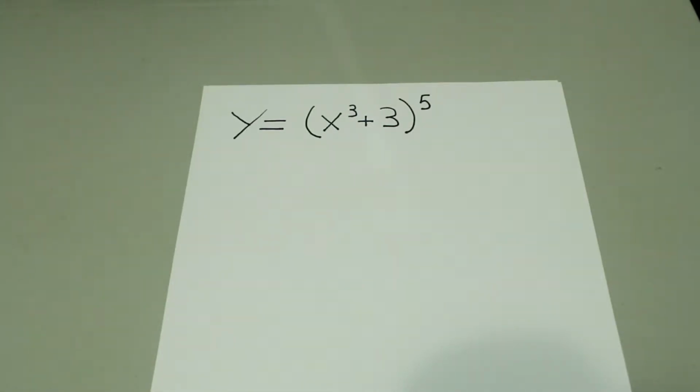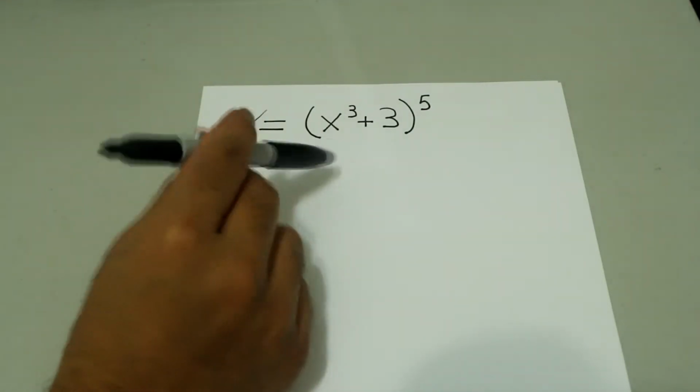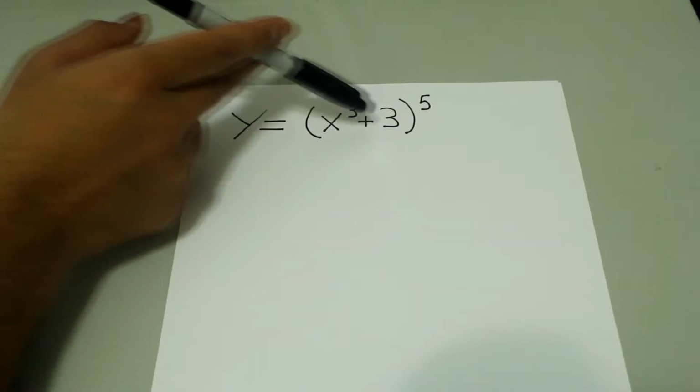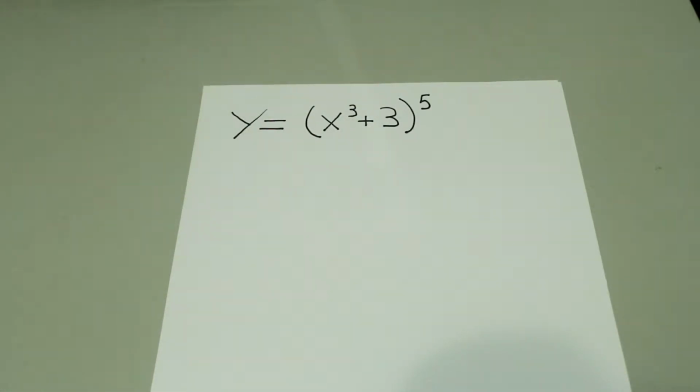So the problem we're starting with is y equals x cubed plus 3 raised to the 5th power. Without using the chain rule, how else would we differentiate it? Well, we could go ahead and distribute, but notice that the entire expression inside the parentheses is raised to the 5th power. So that would take a really long time and we'll probably make a lot of mistakes. And this is when we need to use the chain rule.